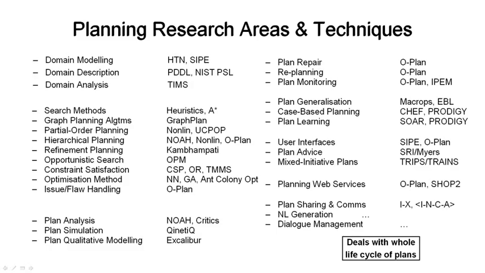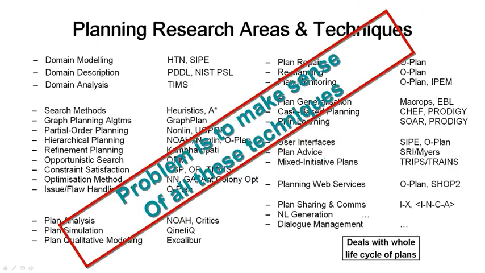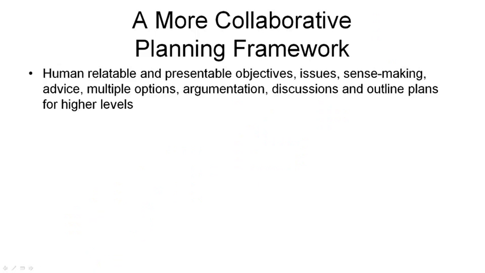So as you can see here, we're dealing with the whole life cycle of plans, right through from creating domain models through making use of those plans in productive situations. The problem is that we need to make sense of all of this. We need to find a way of fitting in the very many techniques that are available now and that will become available through further research and development. What's needed is a more collaborative planning framework.